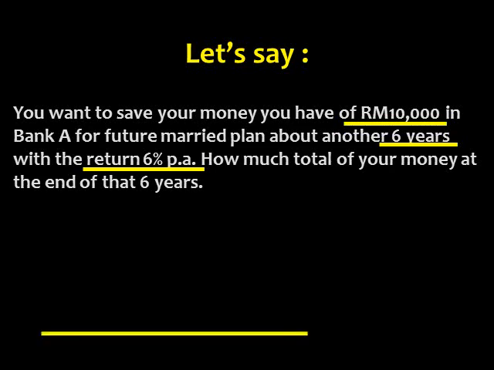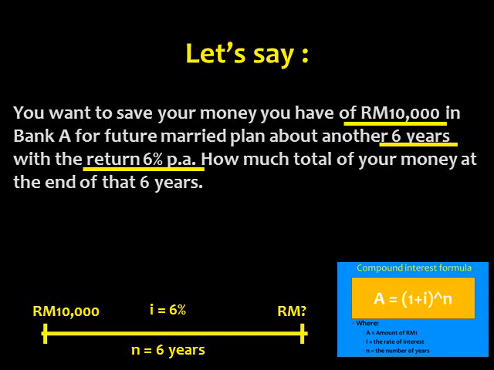So this is the timeline to make it more clear. This shows that you want to keep aside 10,000 in a bank today. You want to calculate how much your money will be after 6 years, with 6% interest. This is what you and I want to do: calculate the amount after 6 years. So we recap. This is the formula: (1 + i) power of n.